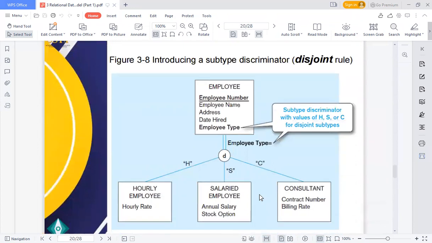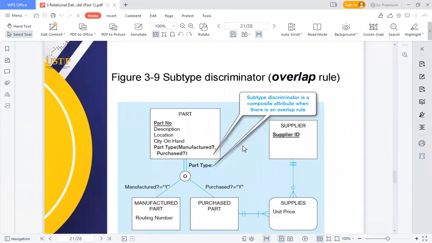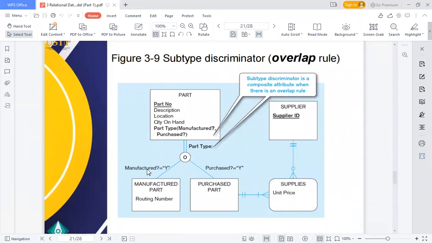So, an example for a disjoint subtype discriminator: employee. You want to classify the employee into three subtypes: hourly, salaried, and consultant. Now for the discriminator, you have H for hourly employee, S for salaried employee, and C for consultant. This is just how you put a subtype discriminator. Then for the overlap rule, you have here for part, is it manufactured? Yes or no? If manufactured is yes, then it will be stored in manufactured part. If purchased is yes, then it should be saved under purchased part.